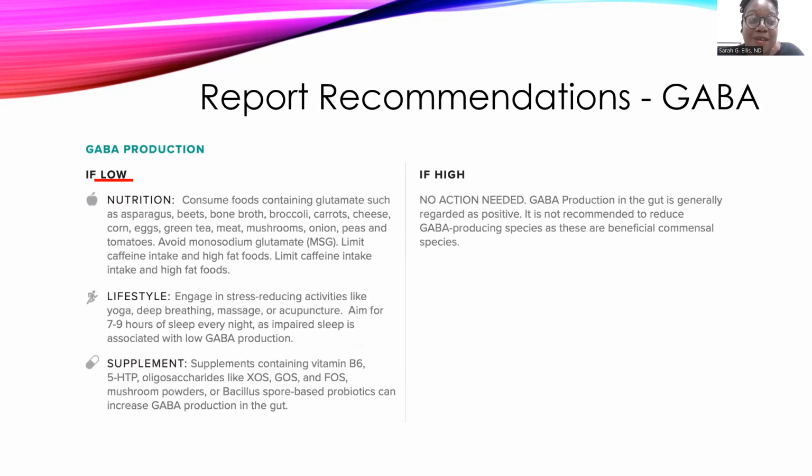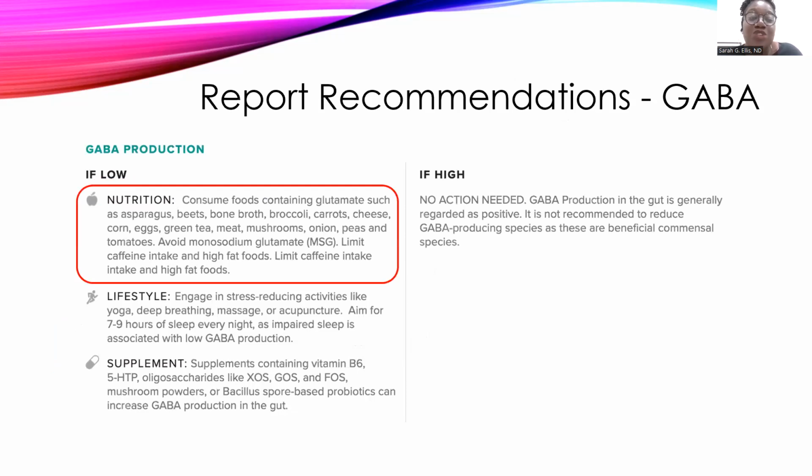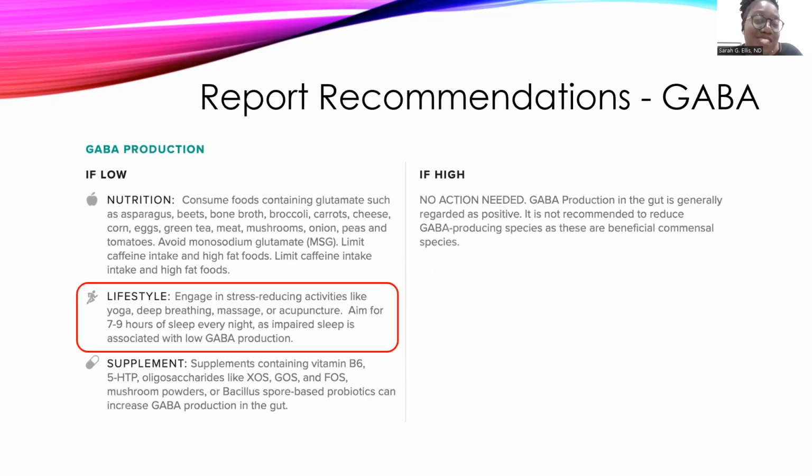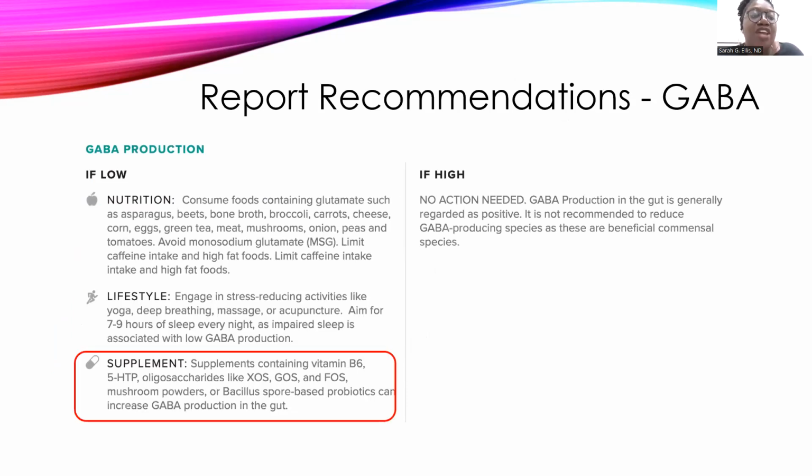And then for GABA, if your patient has low GABA, here are the nutritional benefits that you can do, lifestyle changes that can help increase GABA levels, and of course, supplement recommendations, including B6 vitamins, 5-HTP, and the oligosaccharides as mentioned previously.